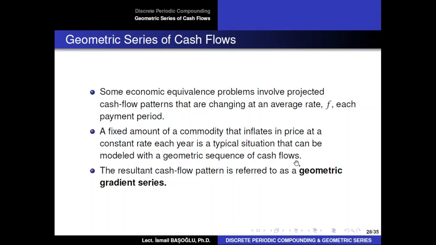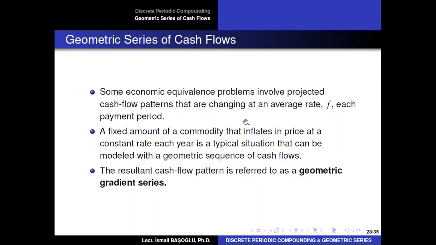For example, assume that the inflation rate is 10%. If the inflation rate is 10%, then the price of a commodity that is $100 today is going to be $110 one year from now, right? Because of the inflation. And the next year it will become $121. Why? Because it is going to increase its price based on the inflation rate. So imagine now, every year you are purchasing this same product again and again.